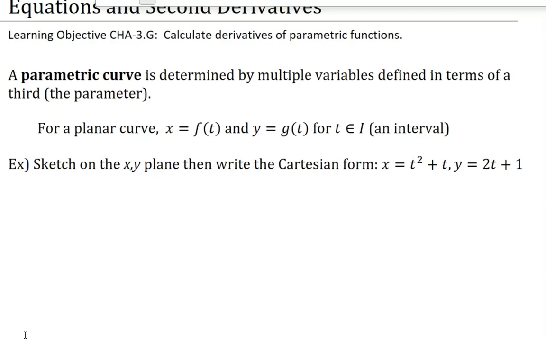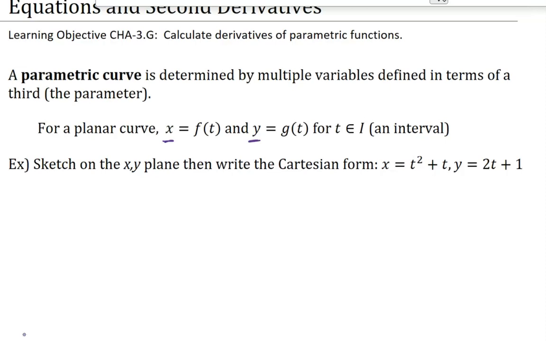So a parametric curve is defined by multiple variables in terms of a third. With two dimensions, we have an x and a y, and both of those are written as functions of time. And then in three dimensions, we would also add a z that is written as another function of time. Now, it doesn't necessarily have to be time. We just say at time t equals whatever, but motion is a really common application of this, so time makes sense here.